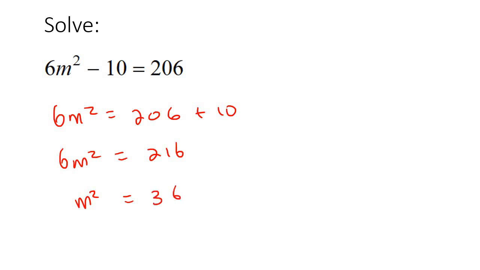And then you take a square root on both sides to get the m by itself. And so remember, the answer, whenever you take a square root, it'll always be the positive and the negative. Now the square root of 36 is 6.